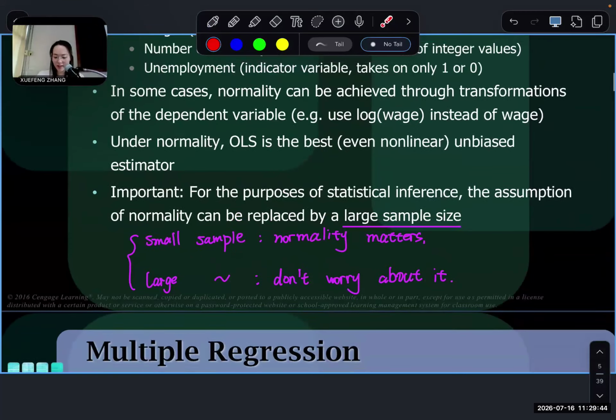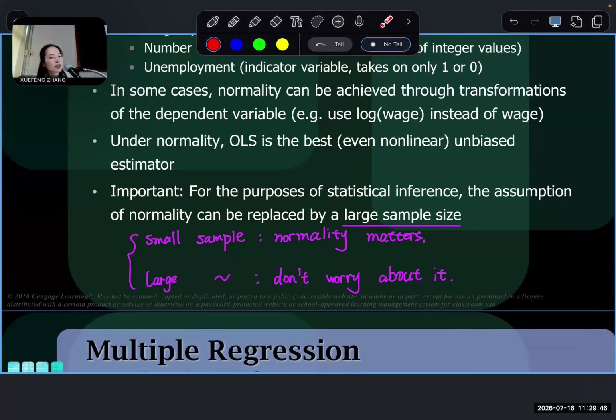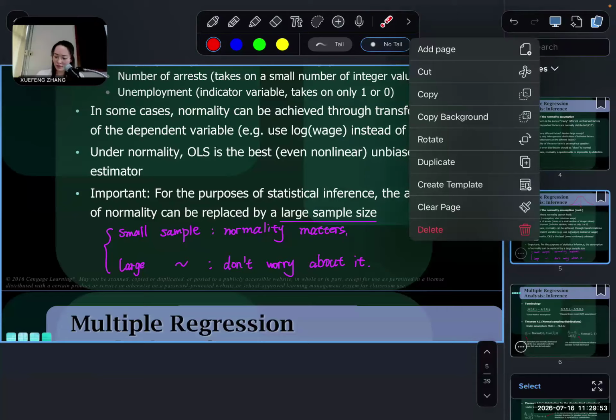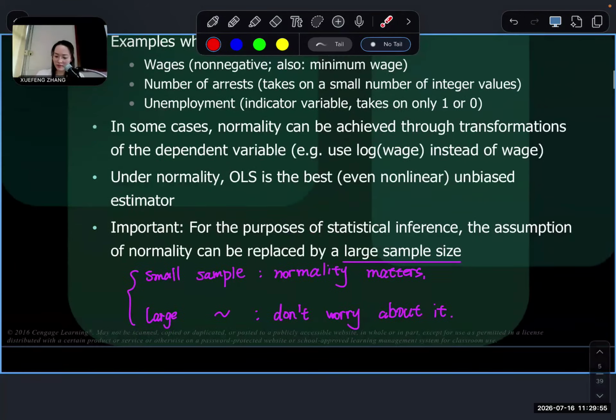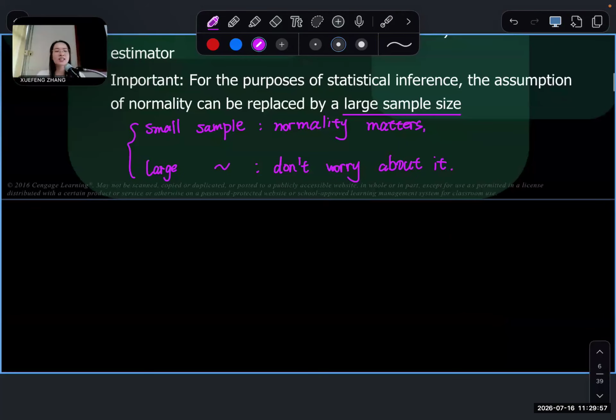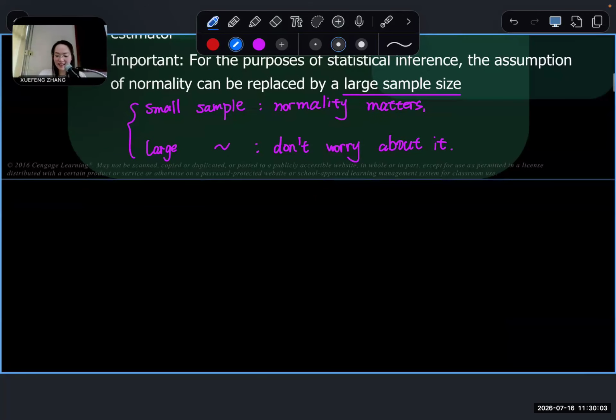Next question: we are talking about large, but how large is large enough? Any idea how large is large enough to say that I don't need to care about normality? Any idea?